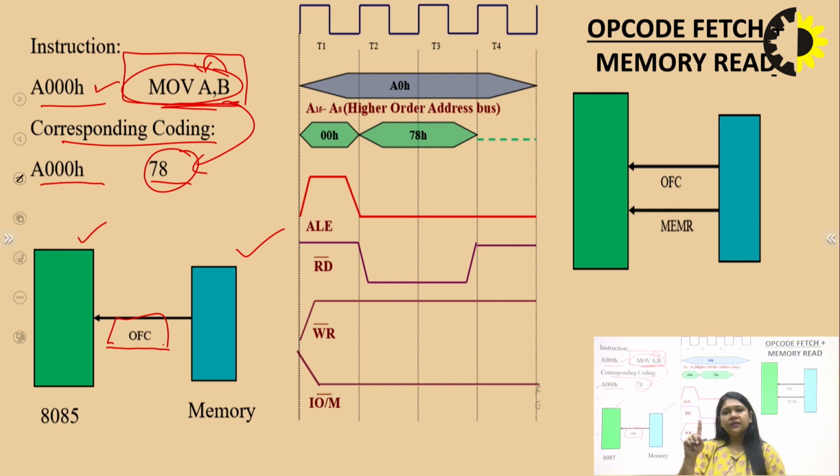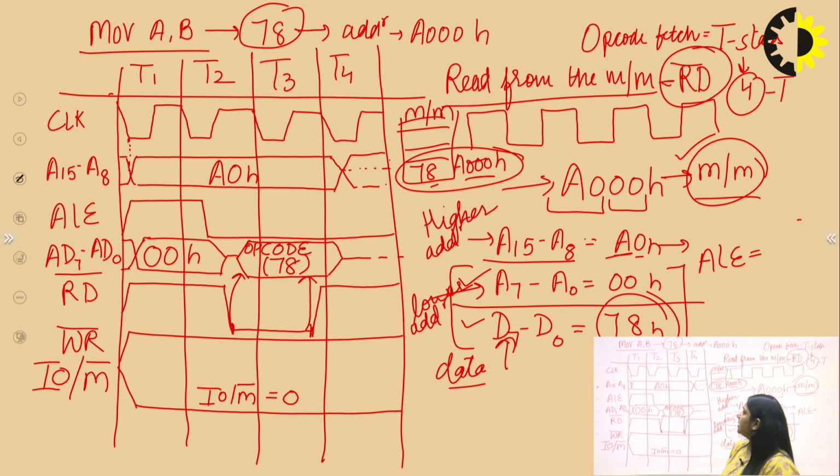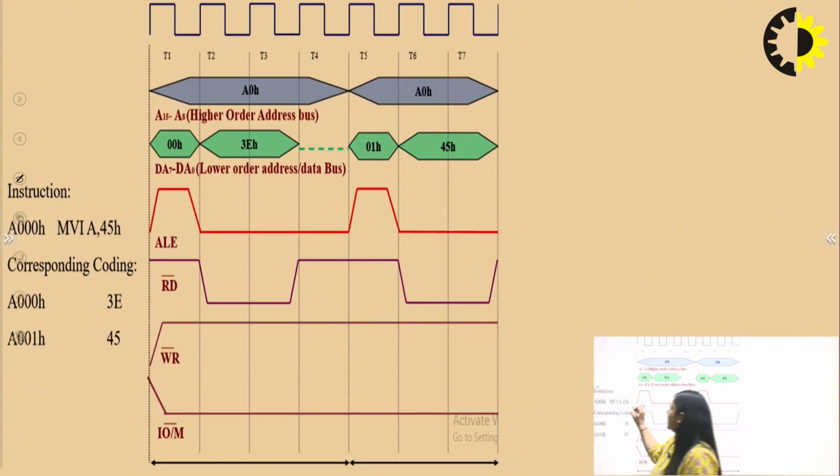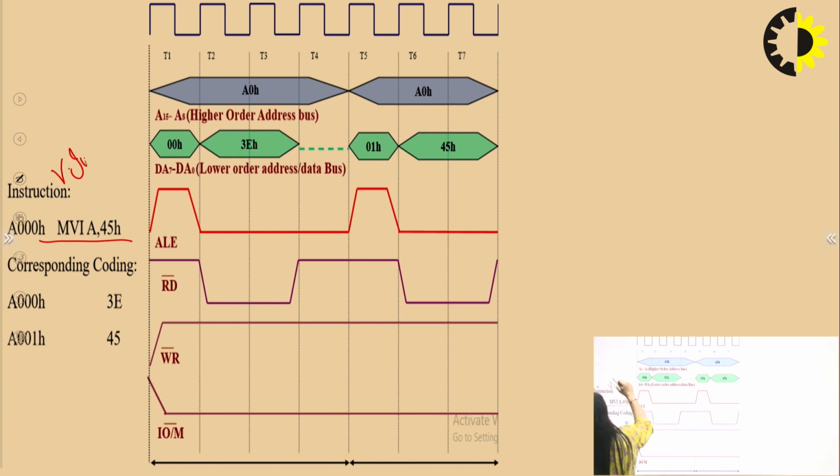So for a 1 byte instruction, we need 1 machine cycle. For a 2 byte instruction, we will need 2 machine cycles, and for a 3 byte instruction, we will need 3 machine cycles. So the next example here is for MVI A, 45H. This is a very important example.